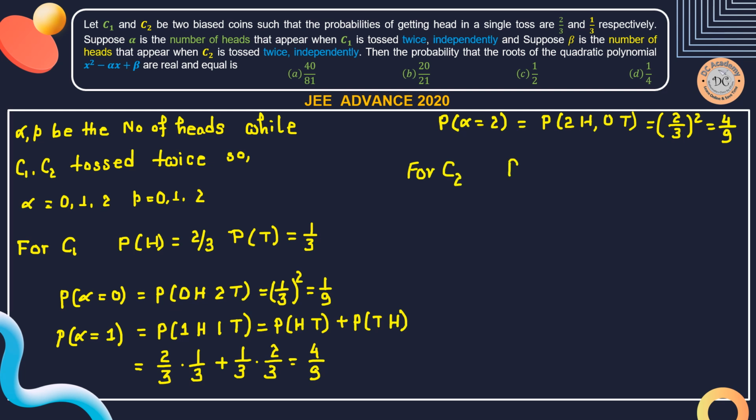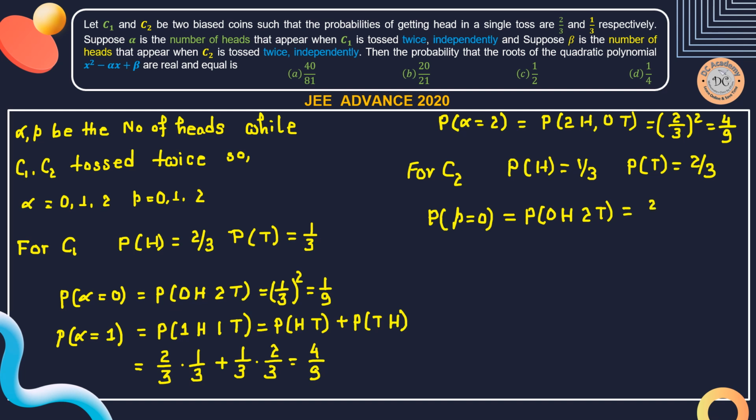Now for C2, we know the probability of getting head is given as 1/3 and the probability of getting tail is therefore 2/3. It's a complement event. Now let's go ahead and find the probability of beta equal to 0. That means the number of heads in this case is 0. So we get 0 heads and 2 tails. So getting tail is 2/3, so (2/3) squared, and that's why it's 4/9.